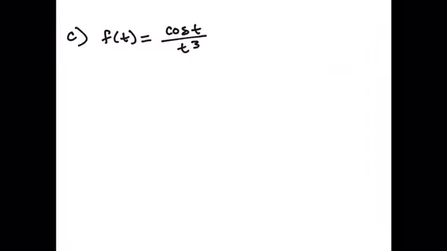Let's try another problem. In this case, I do see that there is a single term in the denominator, but there's no way for me to simplify the function before I start. So this is my low, this is my high. Let's apply the quotient rule.